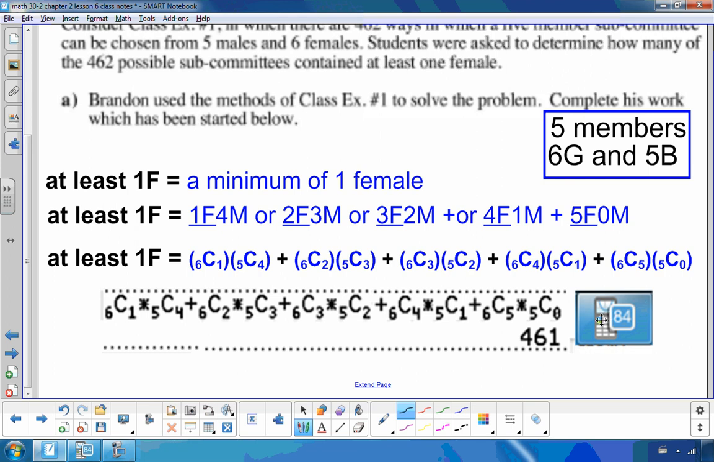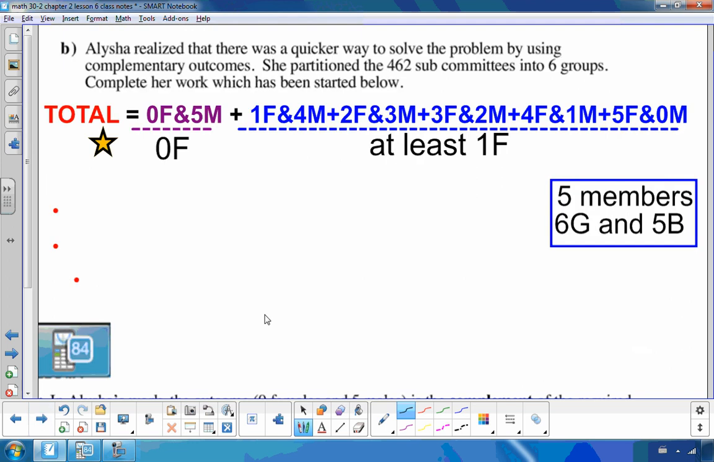Now that way of doing it is totally fine, but I want to show you another way that we could look at this question. Alicia realized there's a quicker way to solve this question. Instead of doing all of the cases like we did before, the only case that we're missing is 0 females.